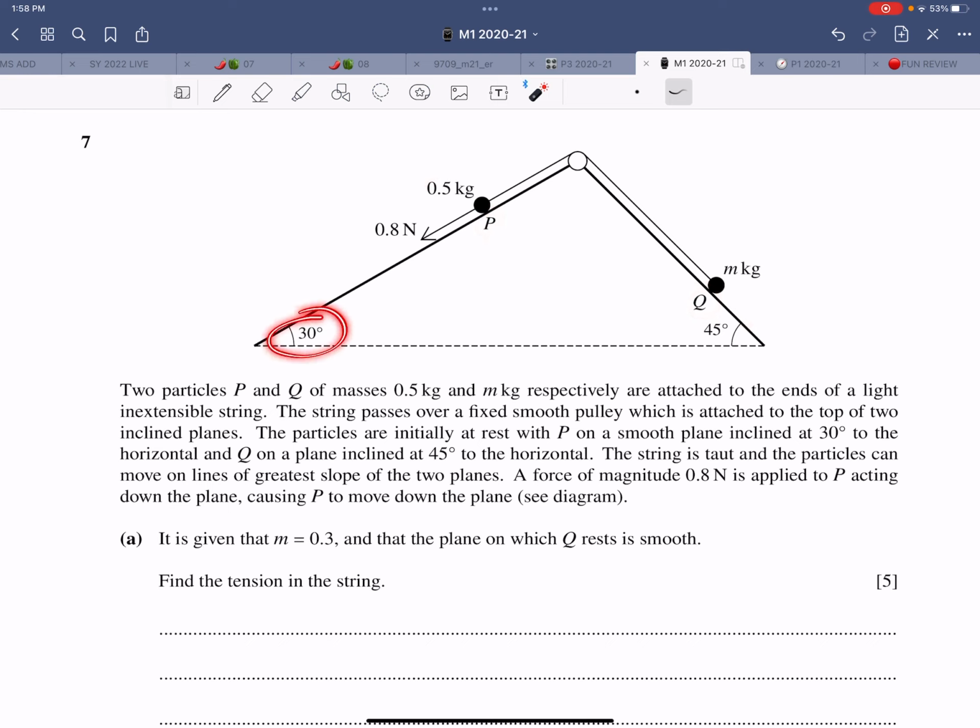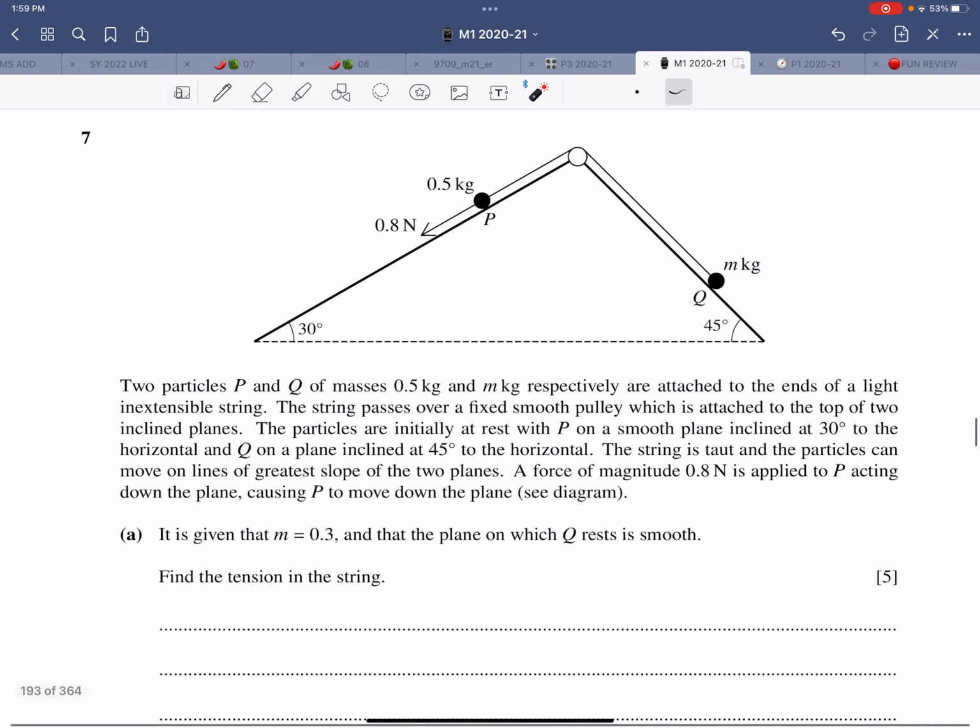The angles are given. The string is taut. The particles move on the line of greatest slope. They move along this. A force of magnitude 0.8 Newton, that is extra, causing P to move down the plane. This first paragraph is for everything.